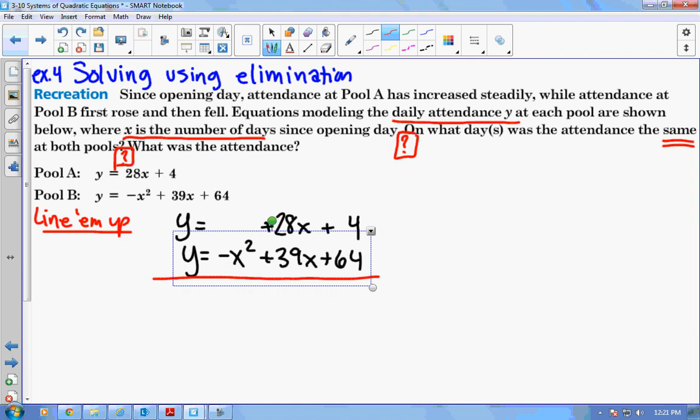Now what we're looking for is for one of them to eliminate, yeah? You have a note? Give it to her. Okay, and put the phone in your bag, please.